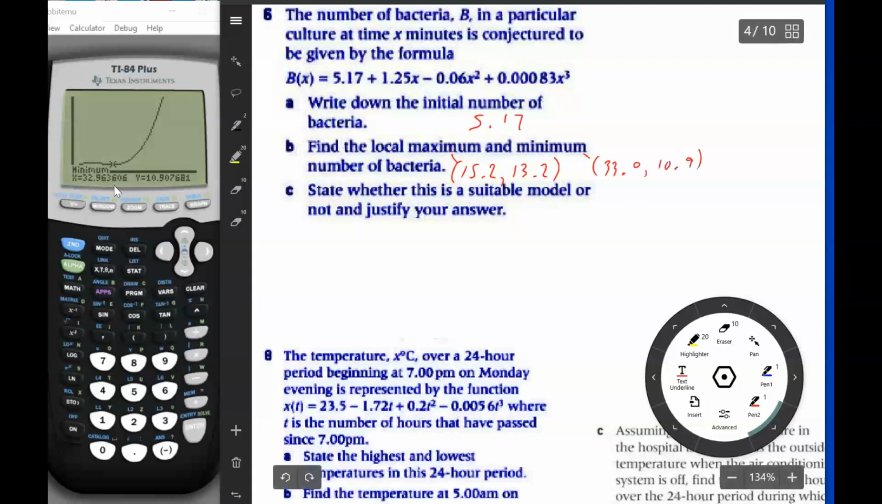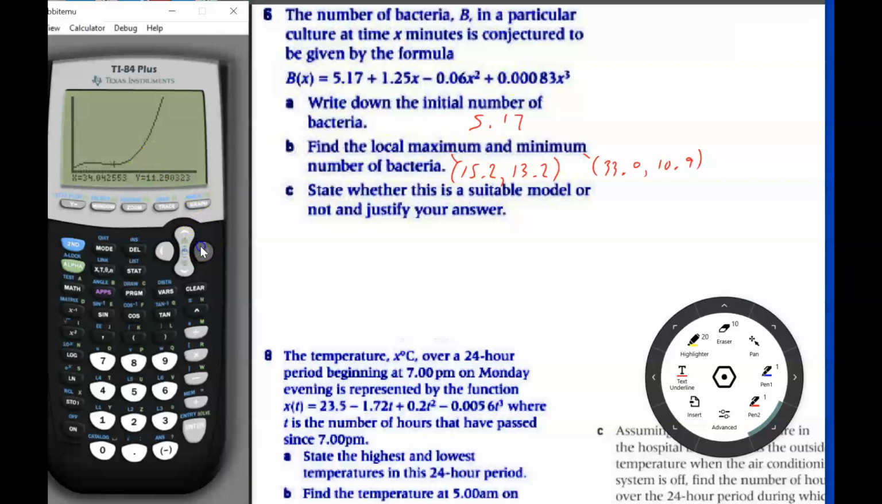Okay. State whether this is a suitable model or not and justify your answer. So this is a model for the number of bacteria. And here x is in minutes, okay? It says that in 100 minutes, let's look at the second table and we'll look at what happened after 100 minutes. After 100 minutes, it's 360, and goes up quite a bit.